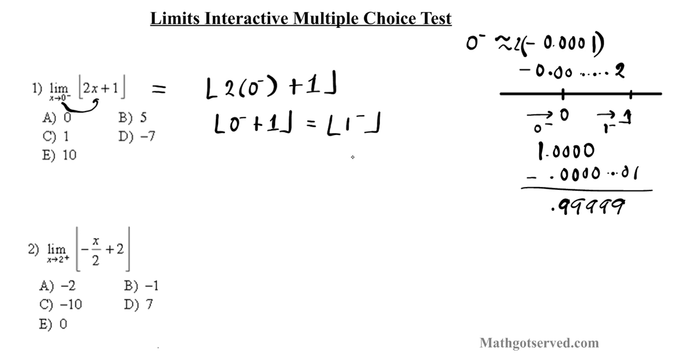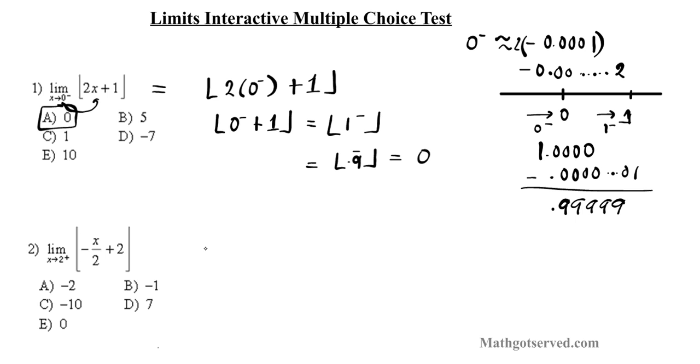Now, what the floor function does is it rounds down. It rounds down non-integers to the biggest integer that's smaller than that non-integer. So the biggest integer that's smaller than this non-integer right here, which we can write as 0.9 repeating. If you round this down, what do you get? You get 0. So the answer is option A.